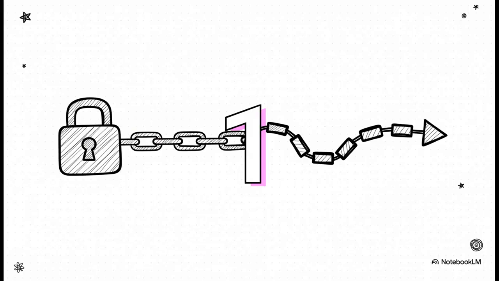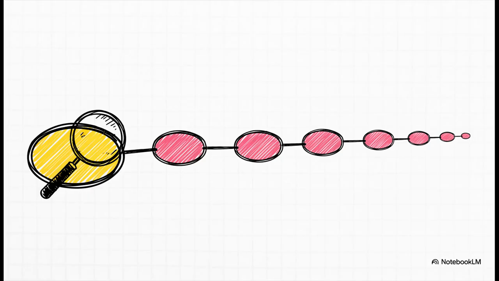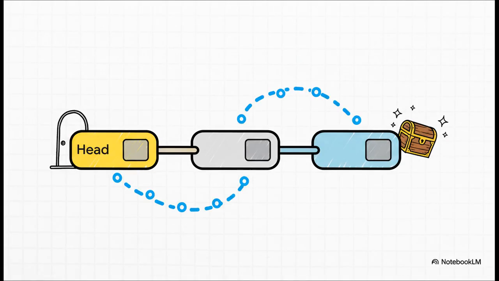So how many of those 10,000 addresses do you actually need to remember to access that entire chain? The answer is kind of mind-blowing. It's just 1. This is the key insight. To have control over the entire list, you only need to keep track of the address of the very first node. That special starting point has a name. We call it the head.